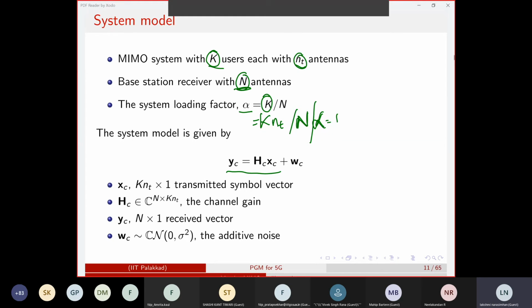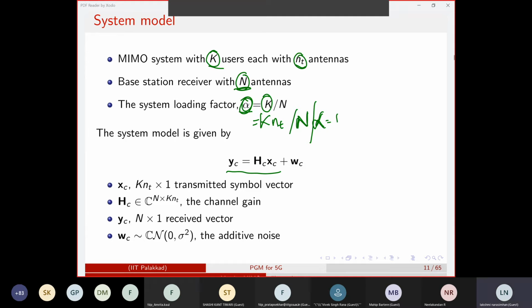So if alpha is 1, it is fully determined. Sorry, if alpha is greater than 1, it is underdetermined, because we'll have more unknowns. And if alpha is less than 1, then we have an overdetermined system, that is, we have more observations than the number of unknowns. So alpha tells us if the system is underdetermined or overdetermined.